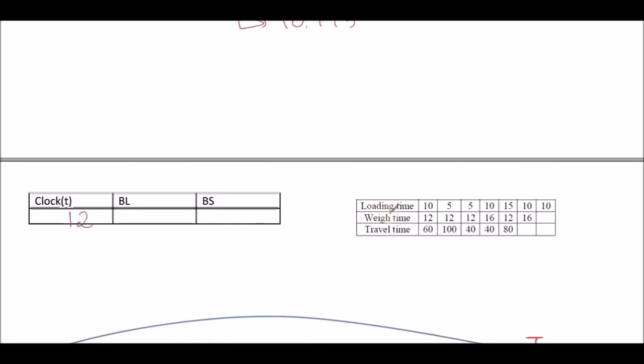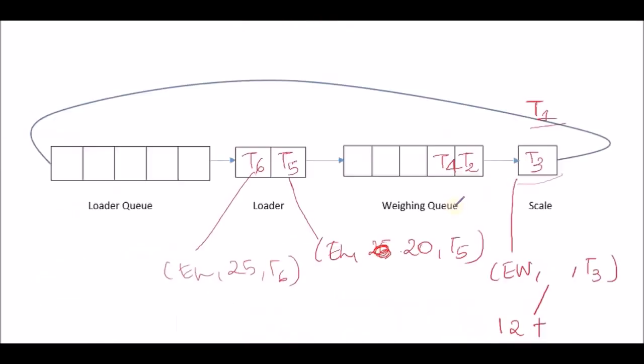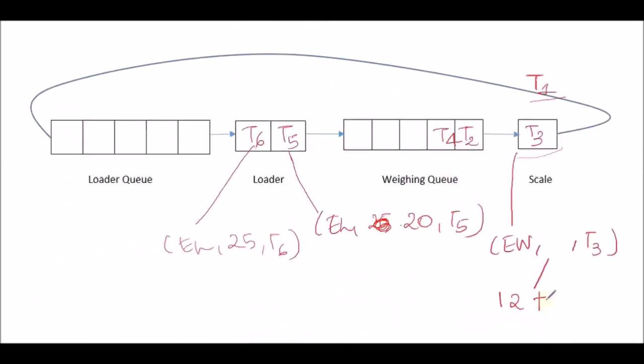So the new weighing time: from the previous steps we know that this and this are gone, and this is also gone, and after this comes 12. So it's going to be 12 plus this 12 over here, and that's going to give me 24. So let's write that down.